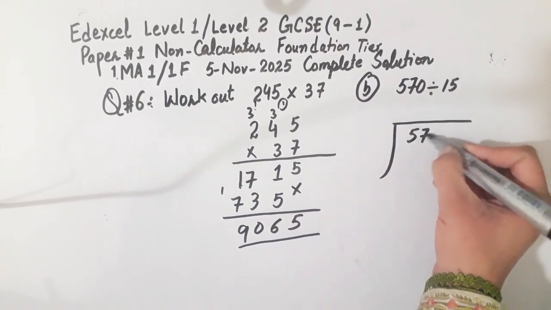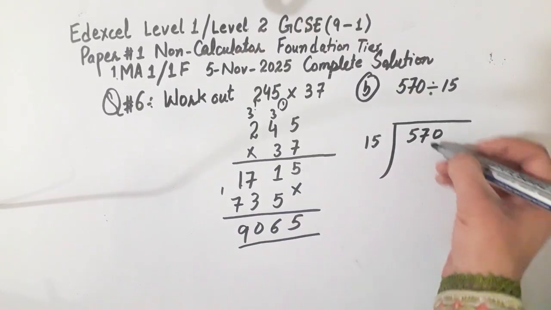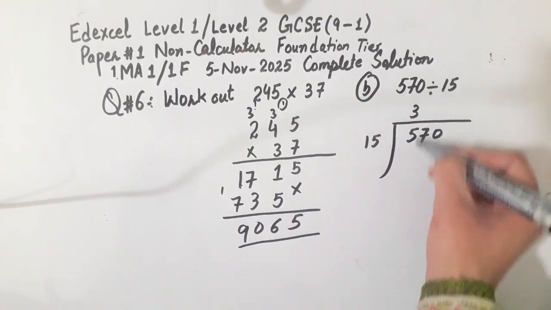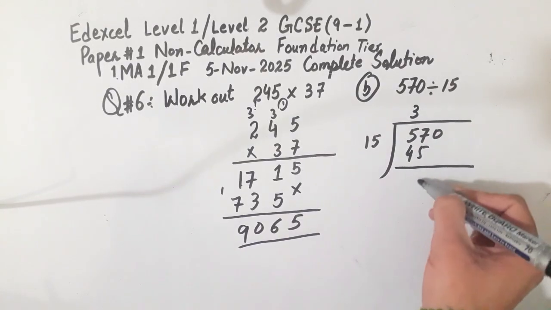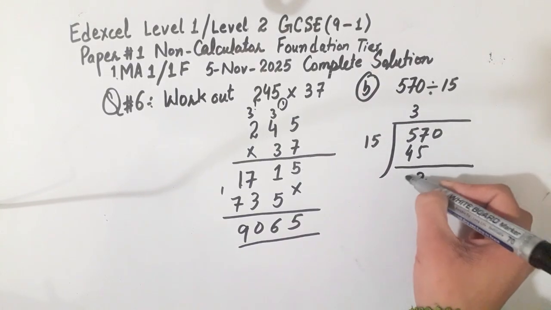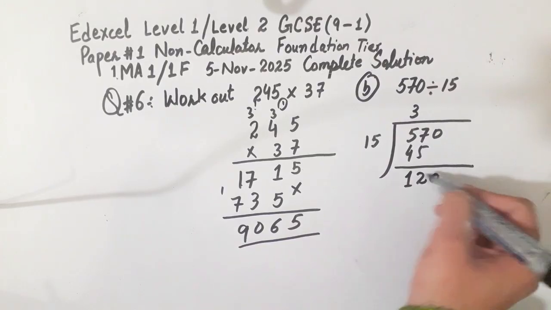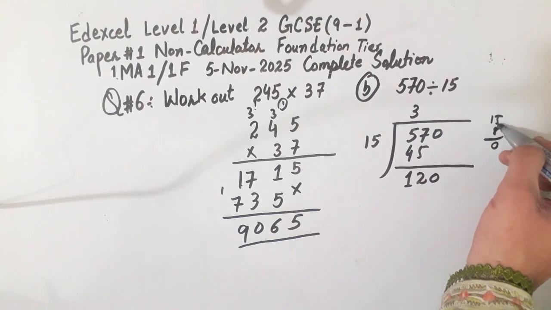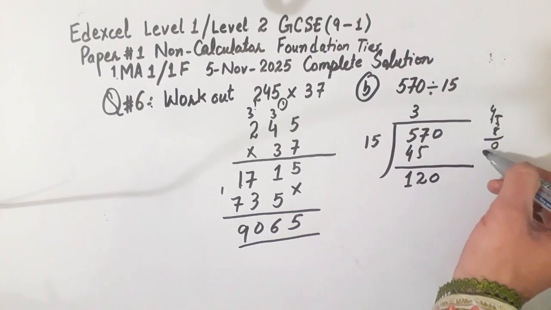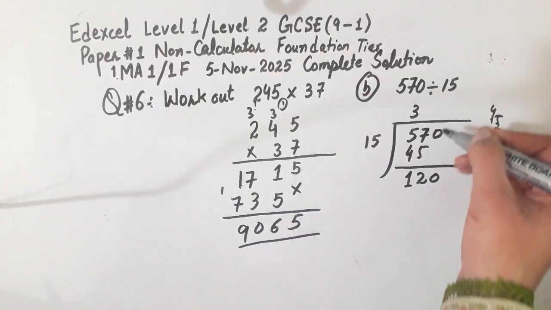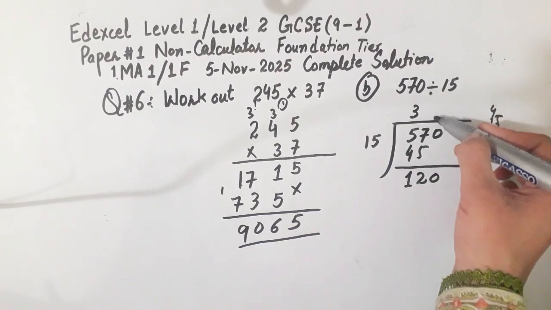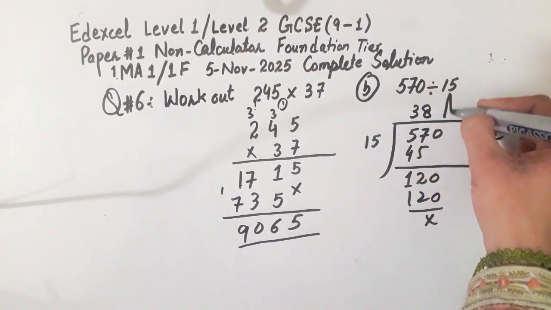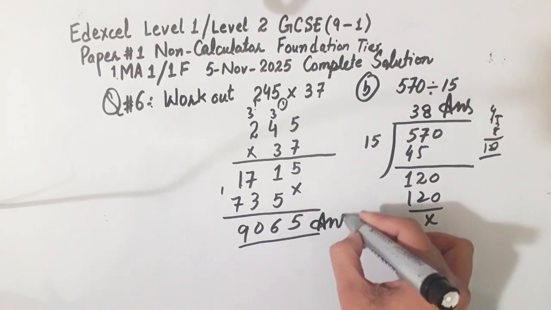Now the B part of this is, you have to divide 570 by 15. So 570 is divided by 15. So 15 3s are 45 and 15 4s are 60. Then subtract, we get 120. So 15 8s are 120. So we get answer 38 and here we get answer 9065.